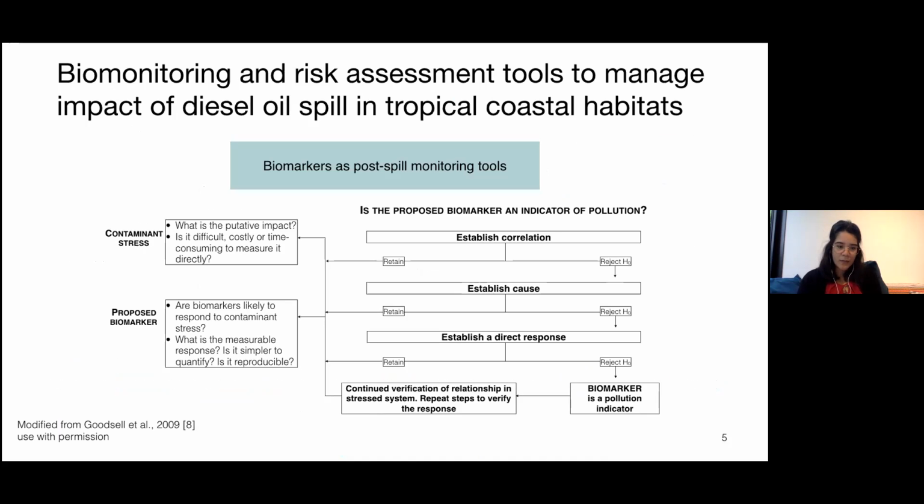And what was funny is that I discovered this framework while I was writing my thesis, so at the end. And I noticed that all the different experiments that we planned and did in the thesis fitted well in each of the categories. So the objective is actually to go stepwise by establishing first correlation and cause and response to determine which are the markers or the indicators that are useful for monitoring studies.